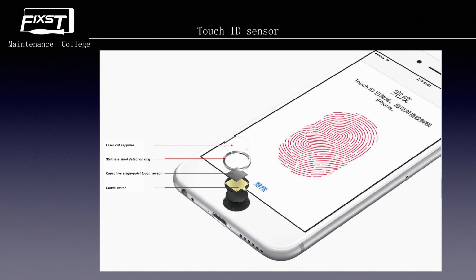Number 3 is the Touch ID, the fingerprint sensor. And number 4 is the back key. So this is the Touch ID sensor. Now you know how it is made. Now we will teach you one by one in detail.